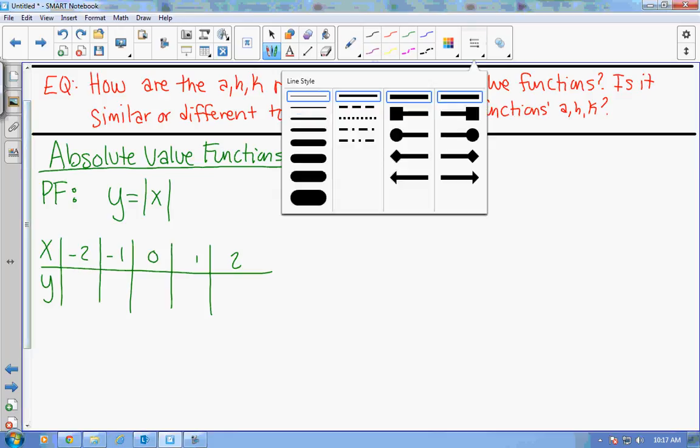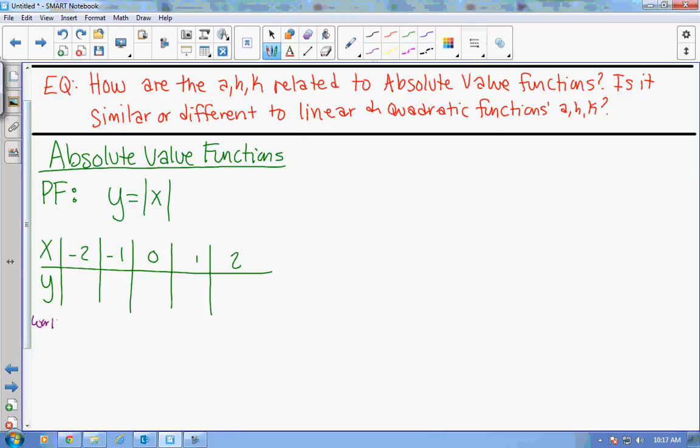Okay. Remember, we take each of these x's and we plug it into the function. Absolute value means the distance from 0. So what's the absolute value of -2? It's 2, because it's 2 units from 0. Distance is measured in positives, right? You can't have a negative distance.